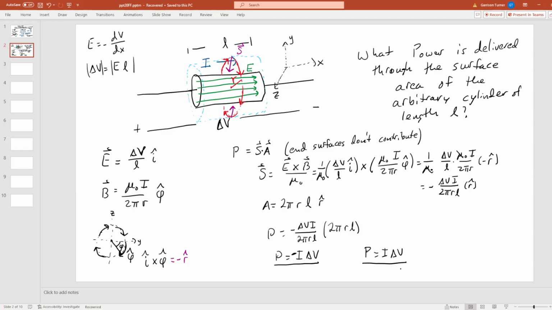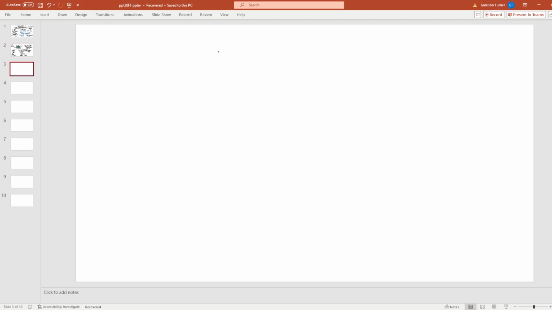So that is a mouthful. All right. So one last thing to note is the issue of energy density.